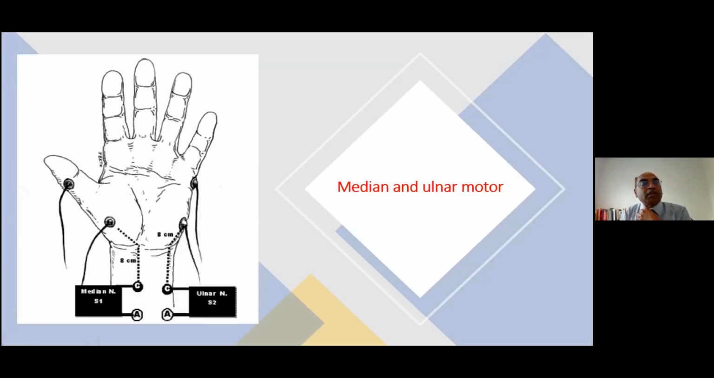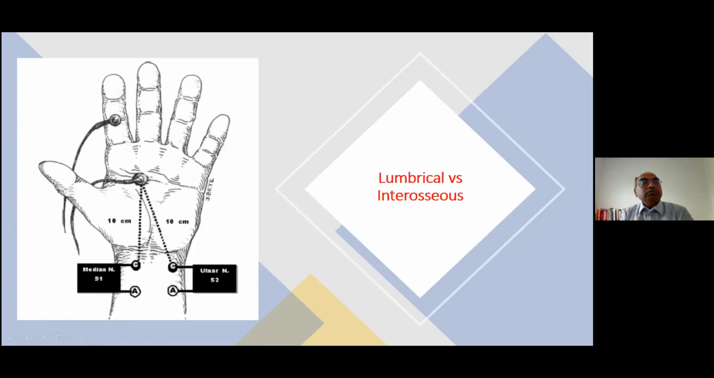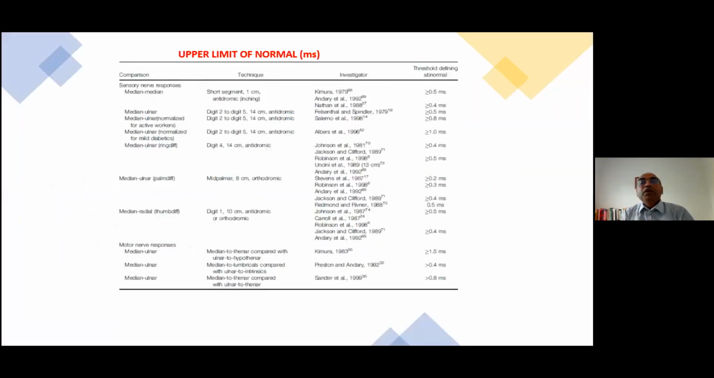And median and ulnar motor, how we normally do a motor action potential amplitude, wrist to APB, wrist to ADM. And lumbrical and interosseous comparison. The recording electrode is in the second interdigital space, and then you stimulate the median, and then you stimulate the ulnar, in a 10 centimeter equidistance, and then look at the latency difference. Okay. And this paper also gives all the normative values I told.